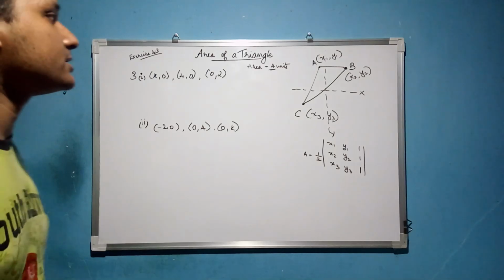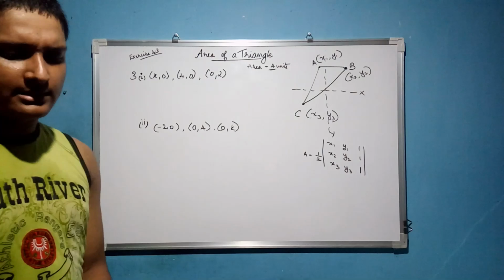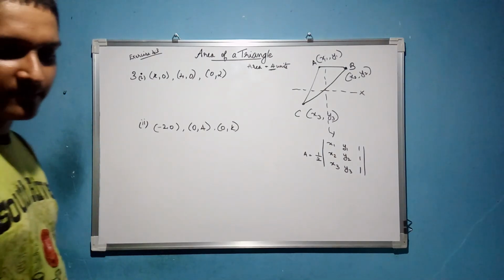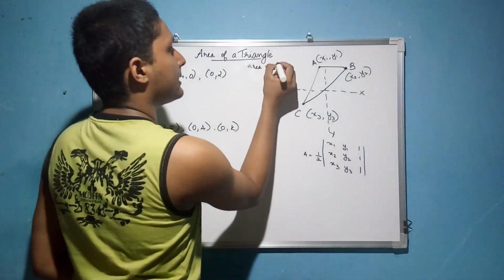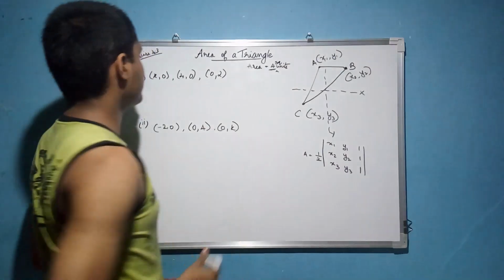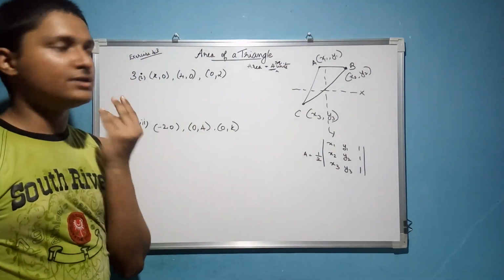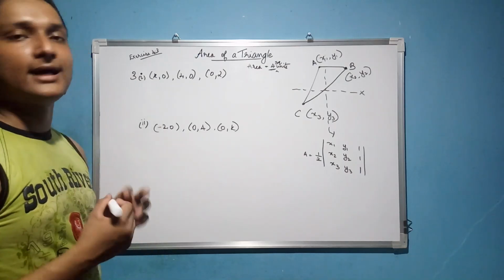Now we have the third question. Let us read what is given. In the question, you need to find the value of K if the area of the triangle is 4 square units. Then these are the vertices of the given triangle. The area is given to be 4 square units. That's all given in the question. You are asked to find the value of K.